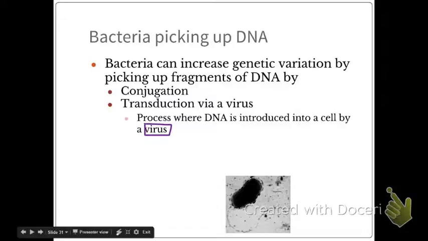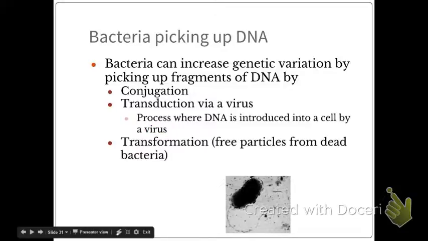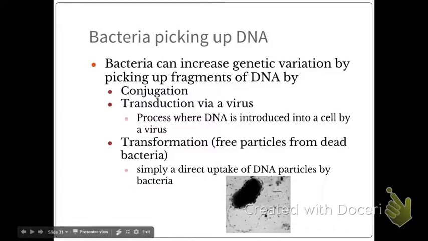So that virus, and we'll talk more about how this happens when we discuss viruses next week or the week after. And transformation, which is free particles from dead bacteria. So transformation is just simply a direct uptake of DNA particles by some bacteria. So that's how bacteria can increase their genetic variation.